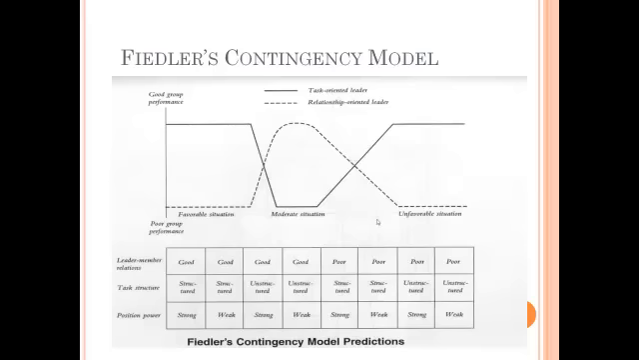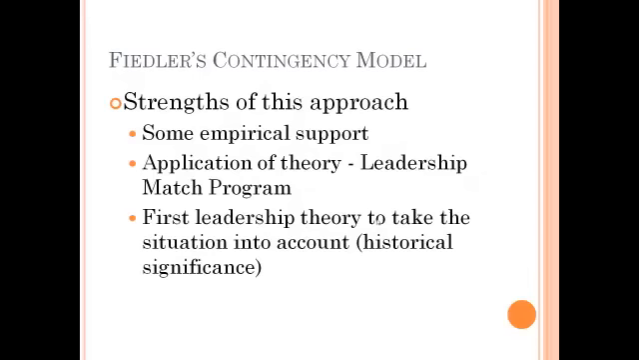We can see here that the solid line represents the effectiveness of task-oriented leaders, and the dotted line is relationship-oriented leaders. What Fiedler found was that under situations that were either highly favorable or highly unfavorable, it was the task-oriented leaders that were most effective. It was only in those moderate situations, where there was a mix of these situational factors, that the relationship-oriented leaders were most effective.